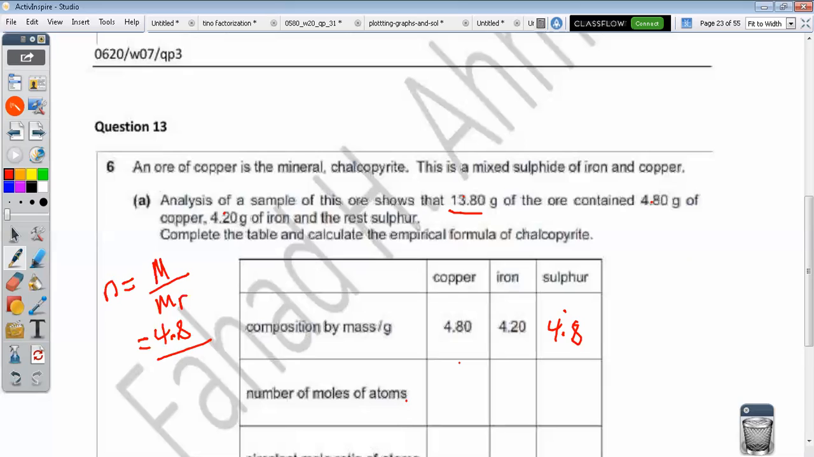Copper is a transition metal in the periodic table. You should be having your periodic tables. Transition metals down there. What's the mass of copper? Copper, zinc, copper, lead, that table there. Can someone give me the mass of copper? 64. So what do you get? 4.8 divided by 64.